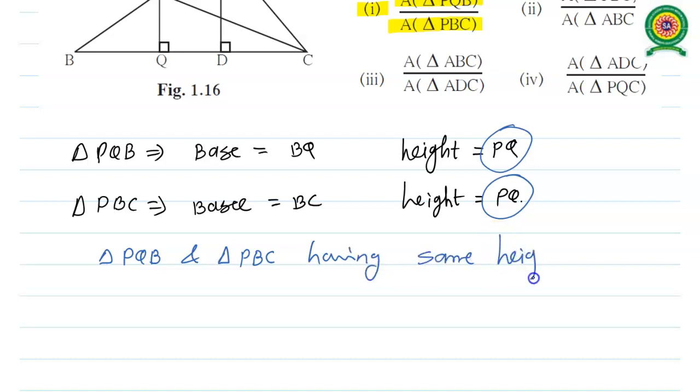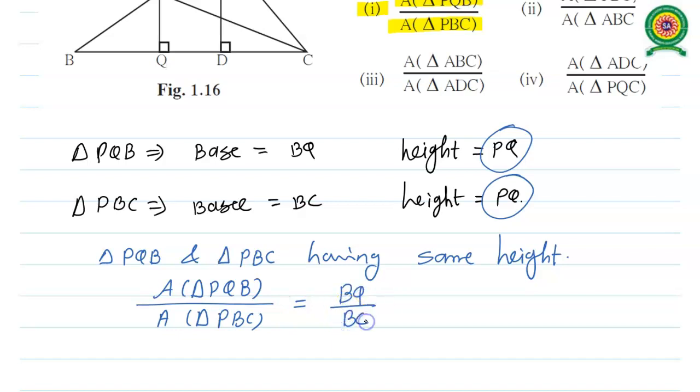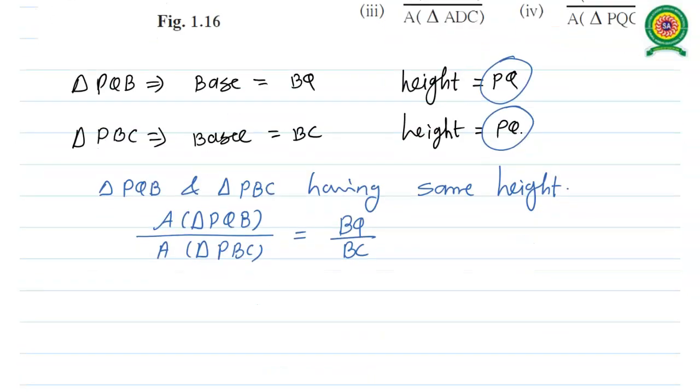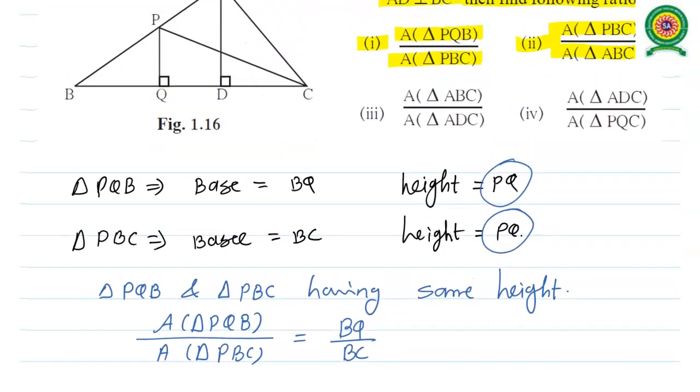So once they are having the same height, what about their ratio of area? Ratio of area is equal to ratio of their corresponding bases. So we are having area of triangle PQB divided by area of triangle PBC equals BQ divided by BC. Now look at the second ratio. We have area of triangle PBC divided by area of triangle ABC.